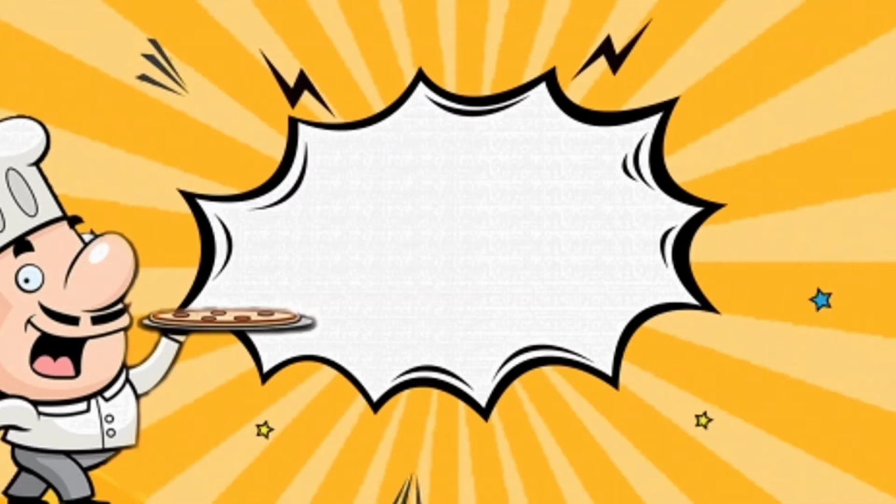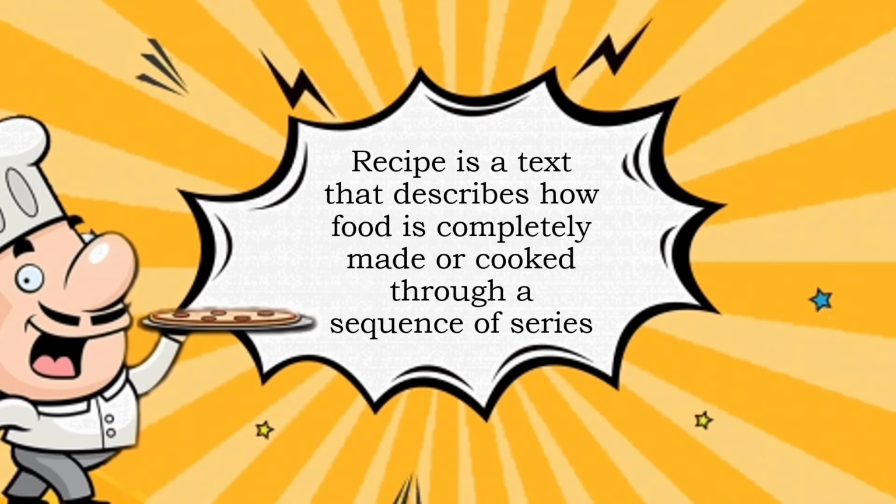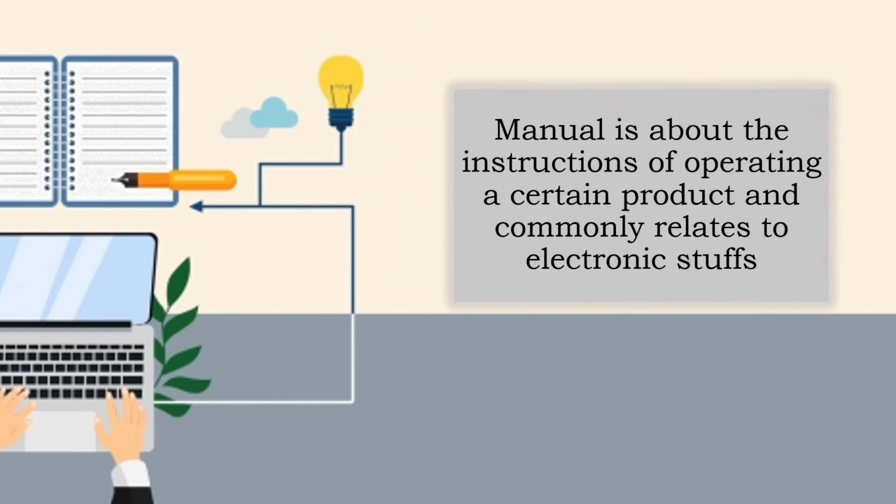Now let's talk about the recipe. A recipe is a text that describes how food is completely made or cooked through a sequence of steps. And I'm sure that all of you who like cooking very much have many kinds of recipes for various food and drink. Don't you? And how about the manual? It is about the instructions for operating a certain product and commonly relates to electronic stuff, like how to operate the coffee maker or your new TV set.